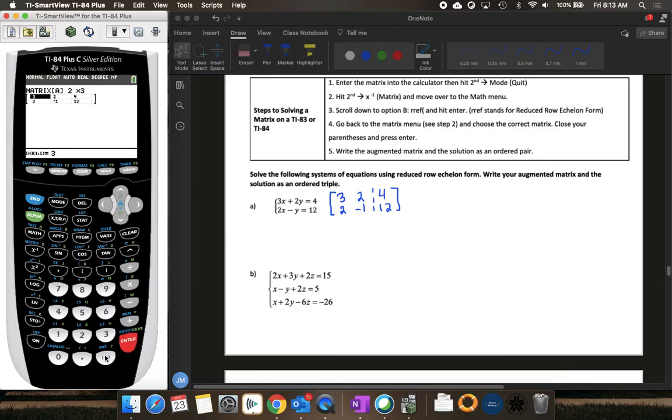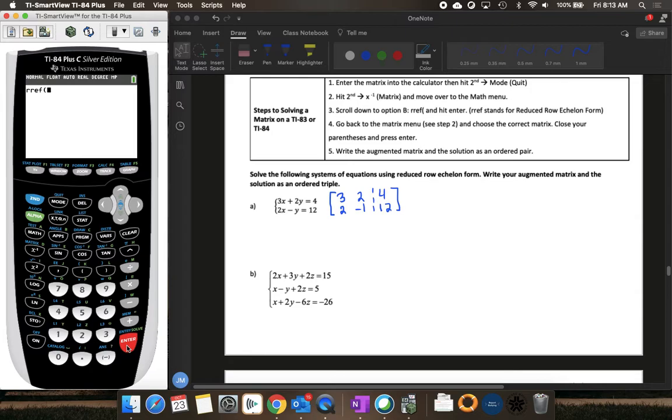Okay, so we've got our matrix typed in there. We'll just need to double check and make sure it all looks okay. So 3, 2, 4, 2, -1, 12. Okay, so now that it's typed in, we're going to quit this screen. We're then going to go back into the matrix screen. It's a second matrix, over to math, and then option B is RREF. Usually it's easiest to scroll up from the bottom a little bit quicker, and we'll choose that as our option.